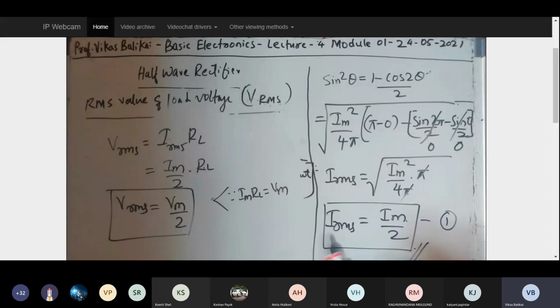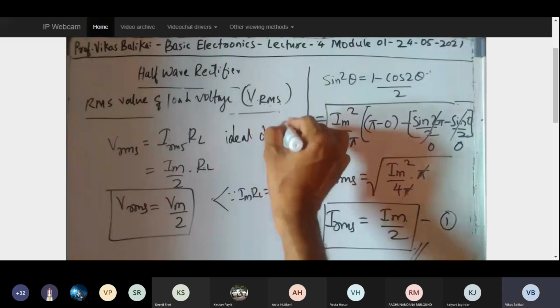If IRMS is Im by 2, then VRMS must come as Vm by 2, and I just proved it. So the voltage derivation is quite simple. From the examination point of view, you can expect these derivations. They may ask even until VRMS, or they may ask only till IRMS. So this is with respect to your IRMS and VRMS, and that too by considering the ideal diode.